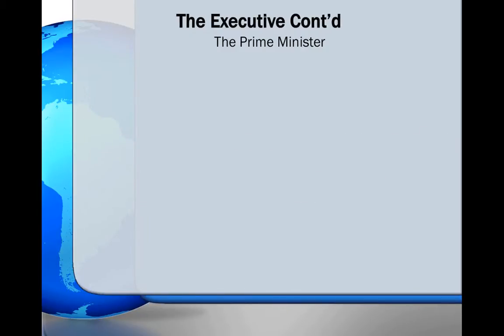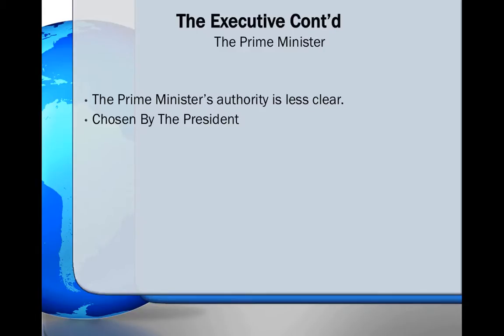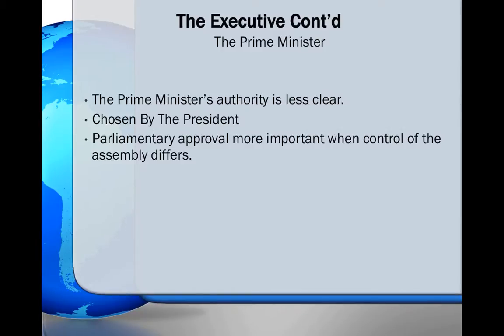Now we'll talk about the Prime Minister, and the Prime Minister's authority is much less clear. The Constitution of 1958 doesn't really spell out exactly what their powers are. But they are chosen by the president when, again, the president's party also controls the parliament. But this approval process by the parliament becomes far more important when the party control of parliament and the presidency differs.